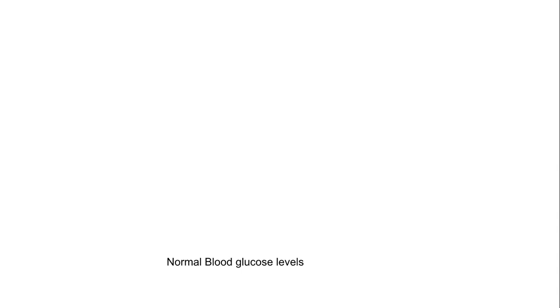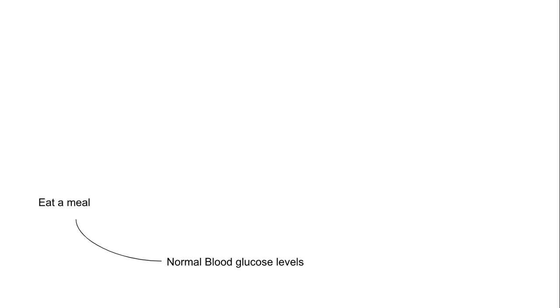Today we learned about how our body wants to remain in homeostasis, and sometimes variables will knock us out of homeostasis. So normally we want to be here at the normal blood glucose levels, but we knock ourselves out of homeostasis when we eat a meal, for example.